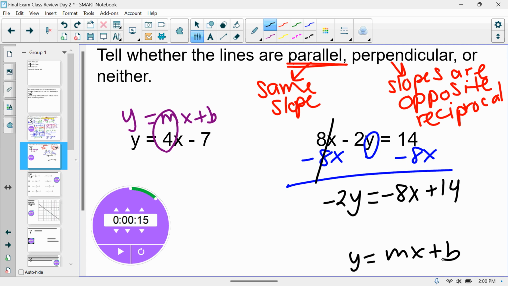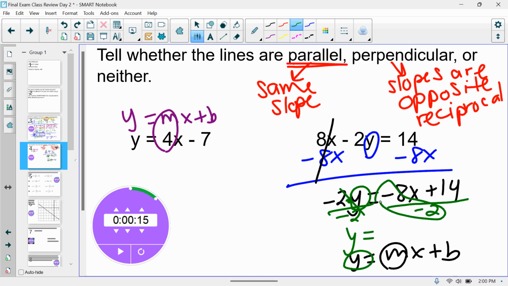Because eventually we're going to look for what m is. But we have to have y alone. Y is still not alone. Maybe put your dot in here to remind yourself it means negative 2 times y. We've got to do the opposite and divide everything by negative 2, right? So you have to do negative 8 divided by negative 2 to get 4. And then also 14 divided by negative 2 to get negative 7.